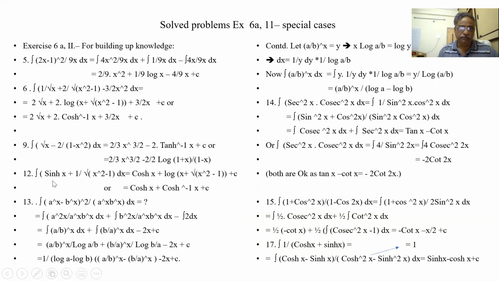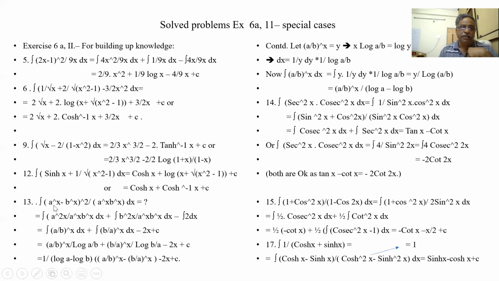Now another problem. Integral of sin hx plus 1 by square root of x square minus 1 dx. Sin hx integration is cos hx. 1 by square root of x square minus 1: either we can write cos h inverse, or we can write log x plus square root of x square minus 1, plus c.